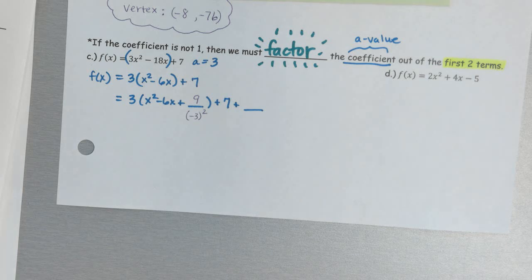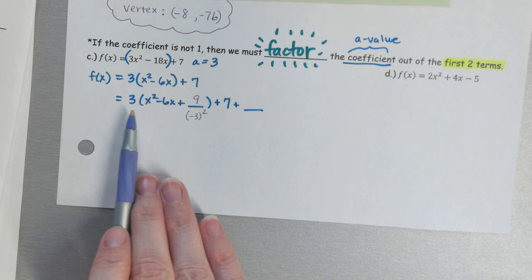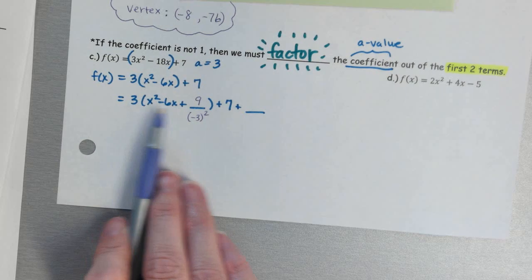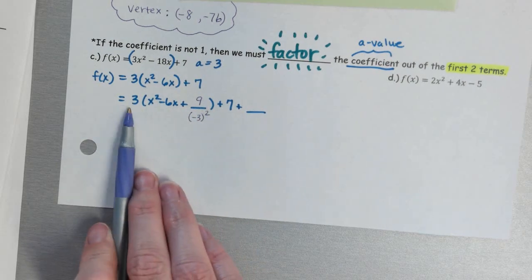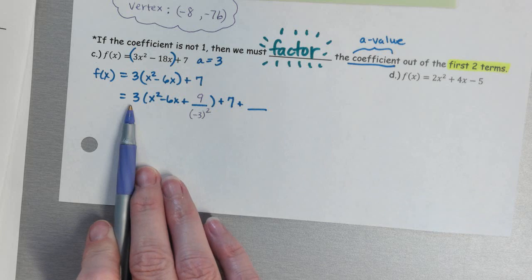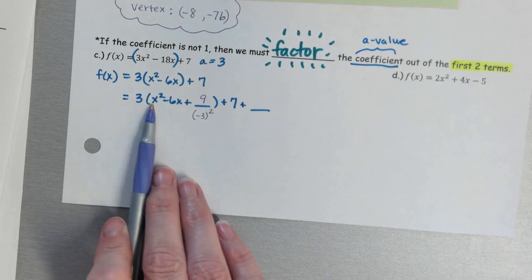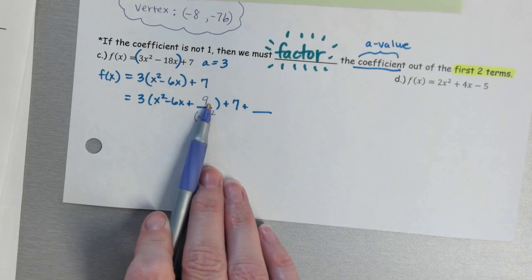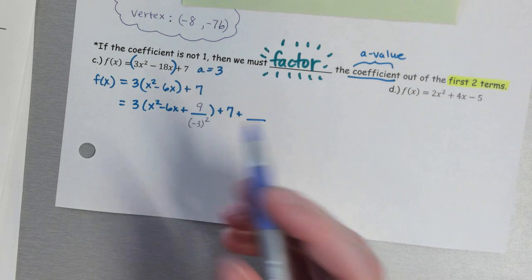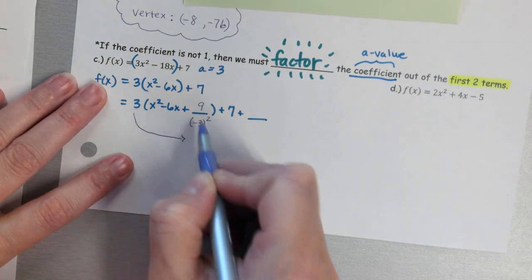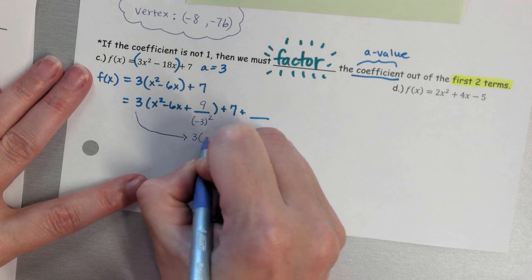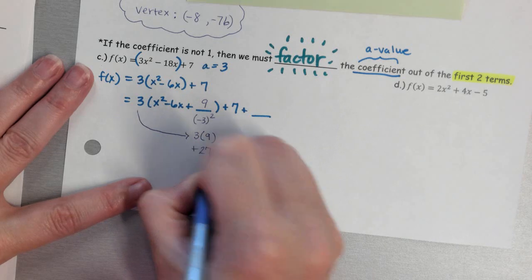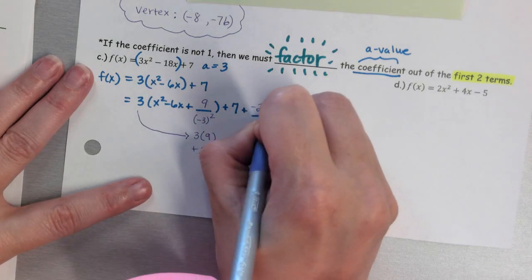Now, what is different about this is we have this A value that's not 1. So remember, when you have a number in front of parentheses, this is the distributive property, right? When I distribute, I multiply 3 by x squared, I multiply 3 by -6x, and I multiply 3 by 9. So if I use the distributive property, I have to keep in mind that I didn't just add 9, I added 3 times 9, which is 27. So if I add 27 here, I have to subtract it here.